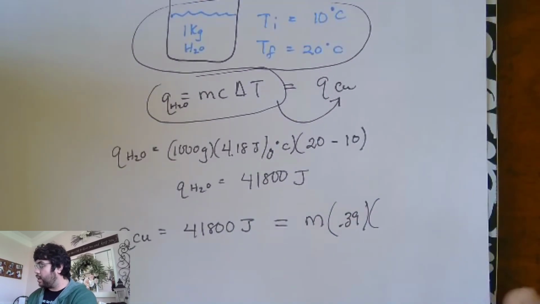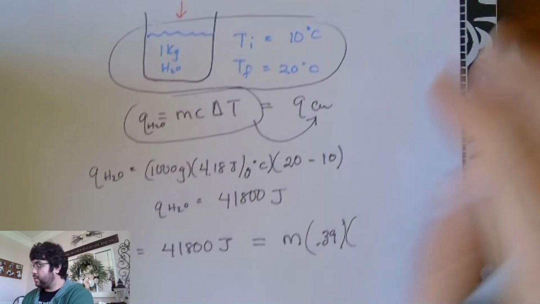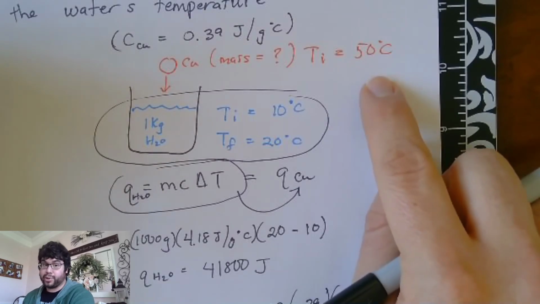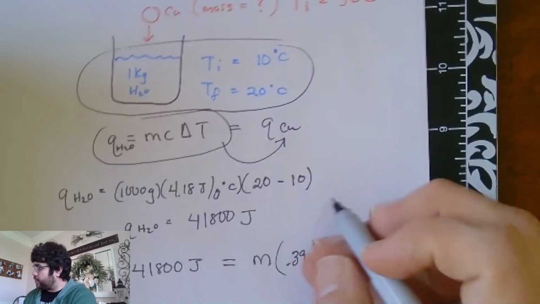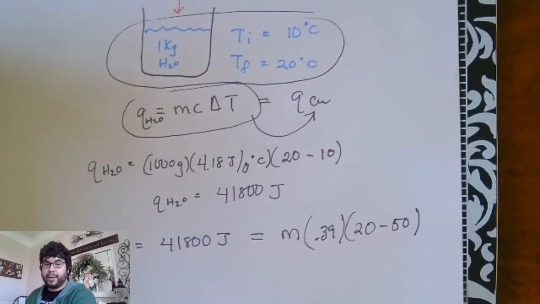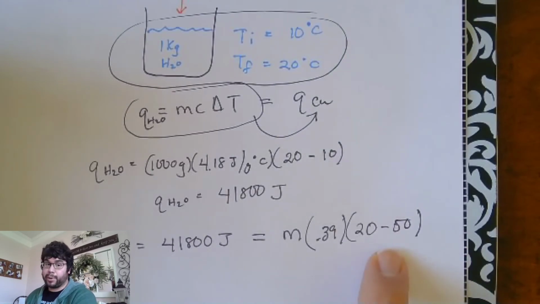And then here's the next part that's a little tricky. So the starting temperature of the copper is 50 degrees Celsius. What's the final temperature of the copper? It's going to be 20. After the process is over, it's going to be the same temperature as the water. So its final temperature is 20 minus 50. You're going to see something immediately kind of weird about this. This is going to make a negative number.